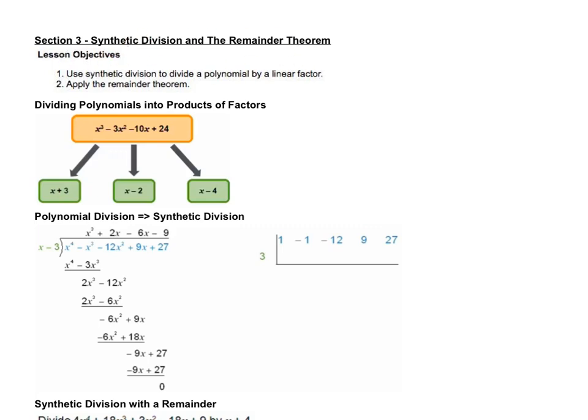This is synthetic division and the remainder theorem. What we want to do is use synthetic division to divide a polynomial by a linear factor, and we want to apply the remainder theorem. What we discovered in the last video was using long division, and that long division is really another way of factoring. So let's write that down.